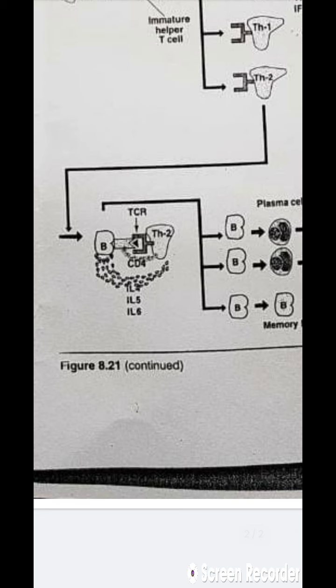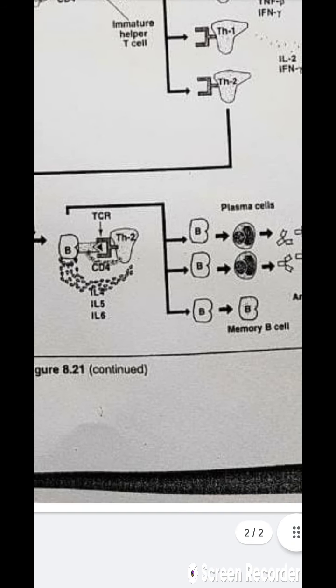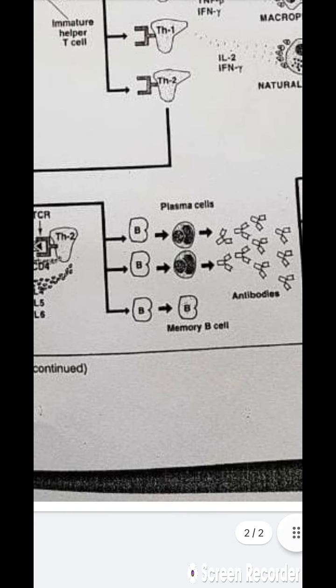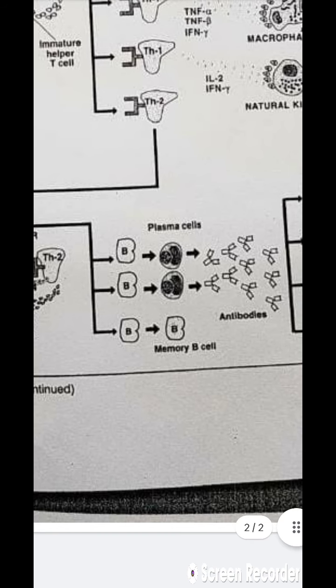So this is the main concept you have to understand. Okay. That is why they are called helper T cell. And if this helper T cell is destroyed in any condition like HIV, both arms of the immune response get destroyed, thereby leading to different types of infection.